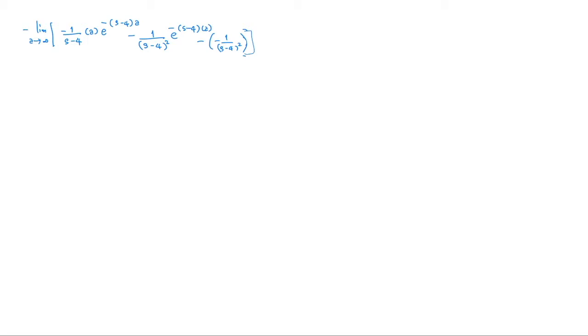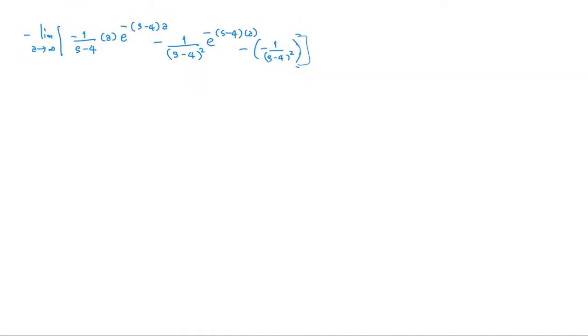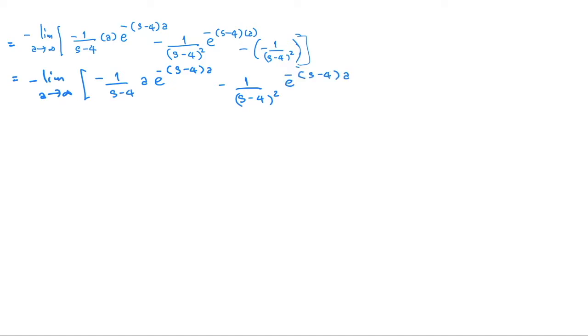So here we have that. Okay, let me make it a little bigger. We have minus the limit as a approaches infinity of minus 1 over s minus 4 a e to the minus s minus 4 a minus 1 over s minus 4 squared e to the minus s minus 4 a, plus 1 over s minus 4 squared.